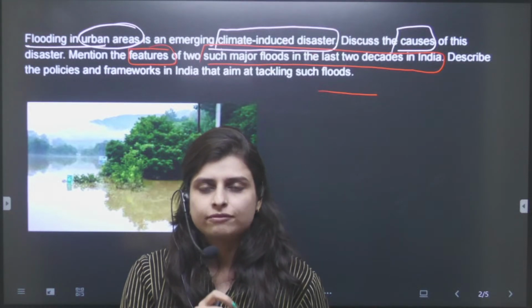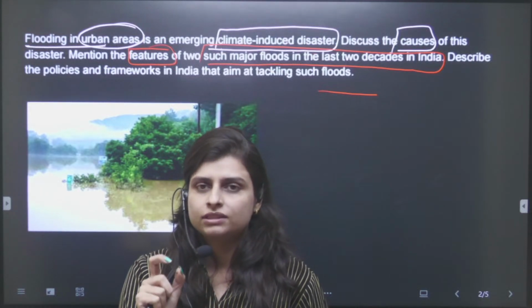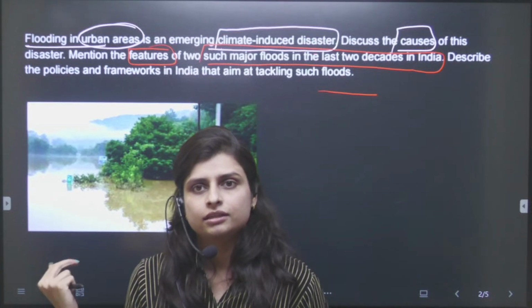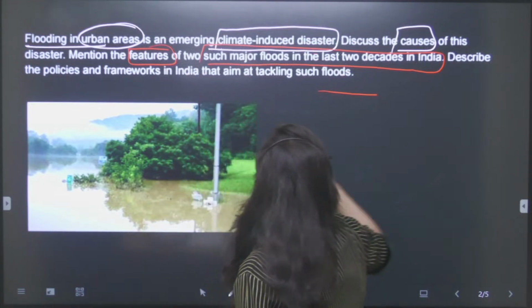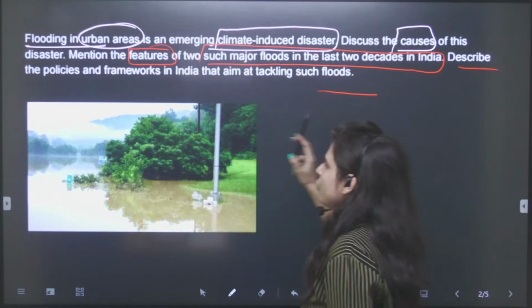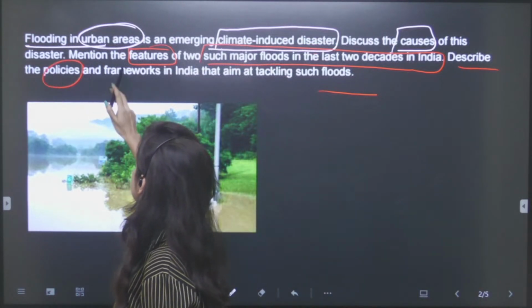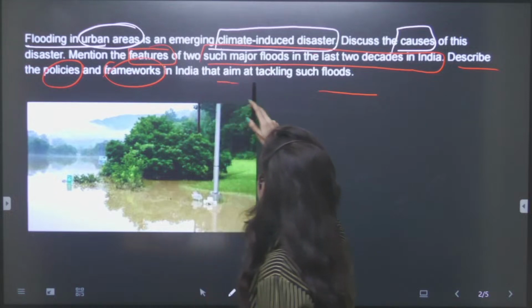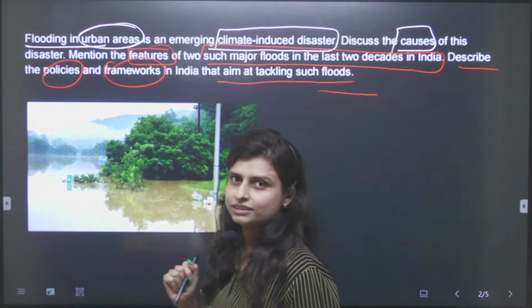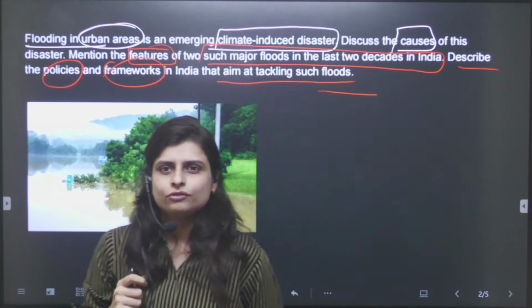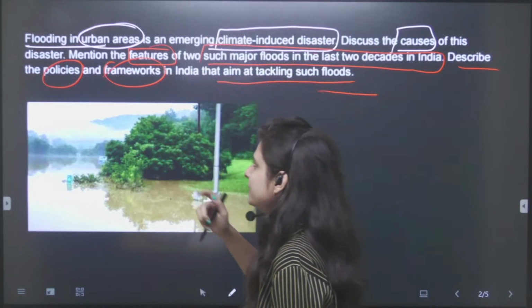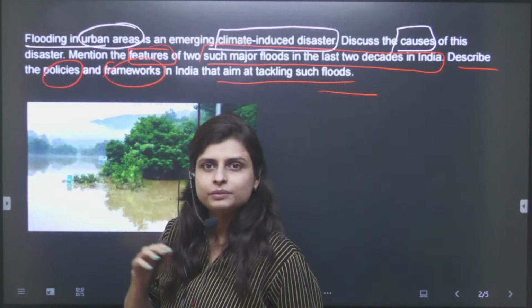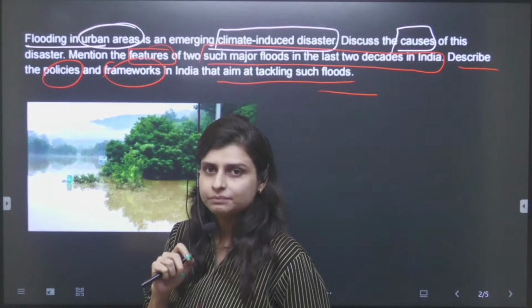That means you have to actually tell about the events that happened with respect to flooding in last 2 decades. Then they asked you what? Describe the policies, the frameworks in India that aim at tackling such floods. So just understand, this is a very beautifully framed question. Why? Because in a single question they have asked you multiple aspects and they have covered multiple dimensions.